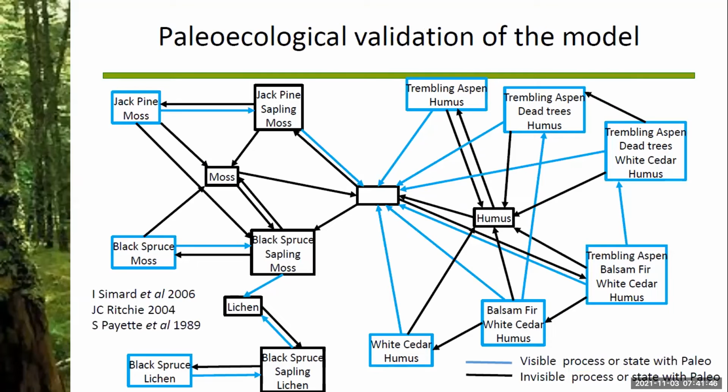Now I try to make some paleoecological validation. Here in blue is the visible process or state we can have with the paleoecological records, and in black is the invisible process. For example, if you have growth of some trees, you can see the growth. You can see if the trees are here or not with some pollen, with some charcoal, macro remains. Sorry, and these are the different things you can have.